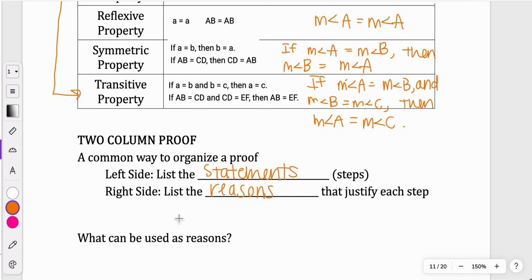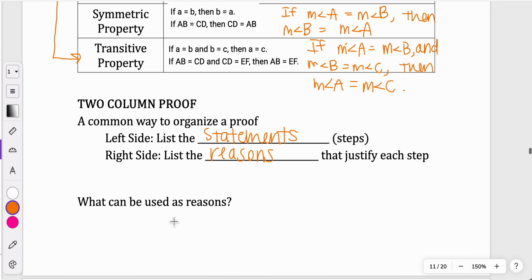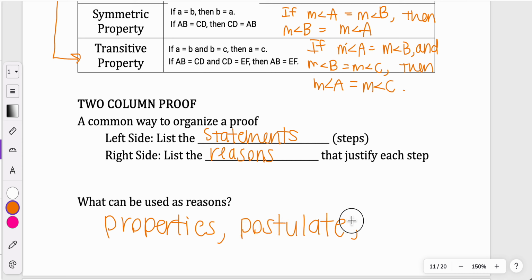So like, why did I go from this to that? It's because I used this reason. And then our common question, what can be used as reasons? Today we're focusing just on the properties, but you can also use postulates, which is just a fancy word for properties, or theorems. And as we go through geometry, we will add on more and more properties, postulates, and theorems.